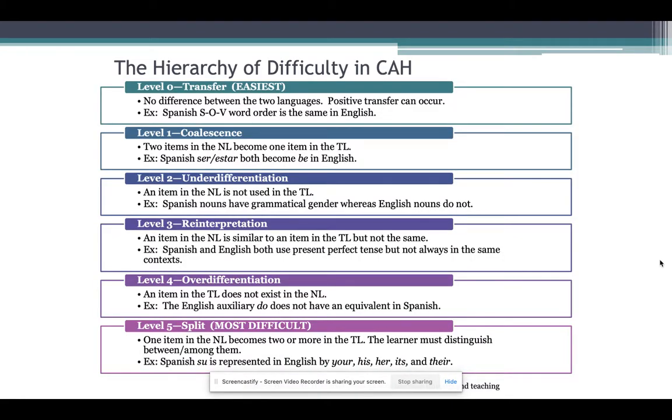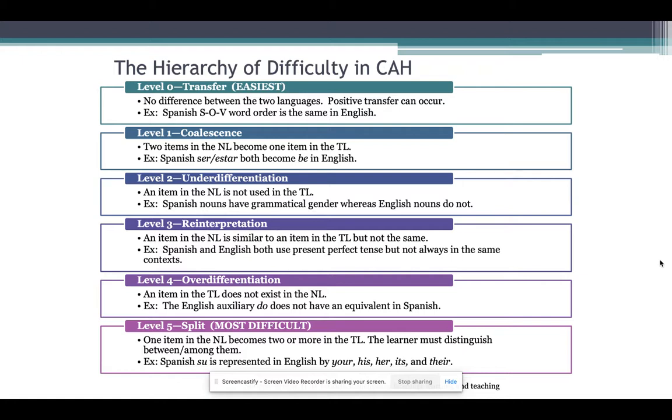Researchers on modern contrastive analysis have created what they call a hierarchy of difficulty. The hierarchy shows many ways languages can be similar or different, and how each different kind of difference causes different levels of challenge for the learner. The lowest level, level 0, is just simple transfer. That is when an L1 feature can simply be applied to correctly communicate in the L2 as it is, or maybe just with some slight changes.